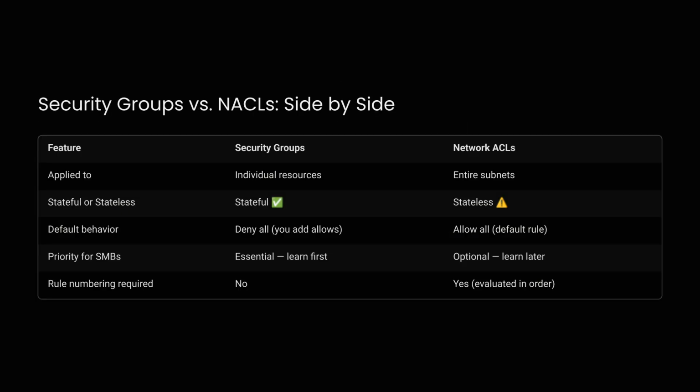Here is a side-by-side comparison. Security groups are stateful, apply to individual resources, and deny all traffic by default. NACLs are stateless, apply to entire subnets, and allow all traffic by default. For small businesses, security groups are essential to learn first.